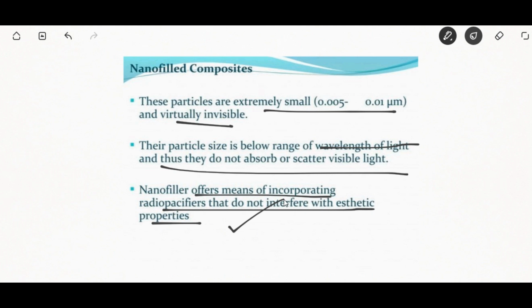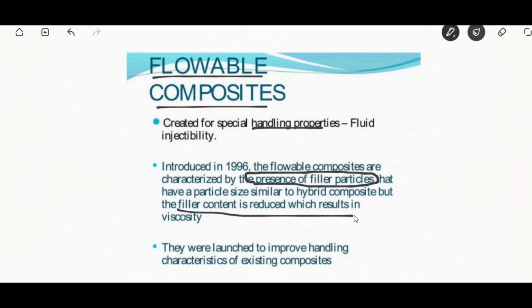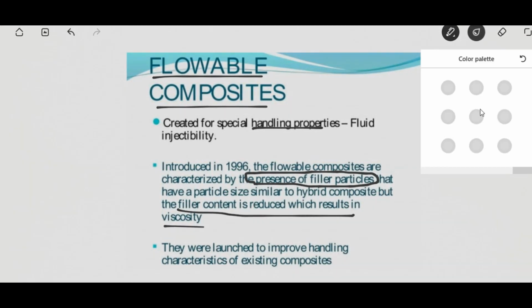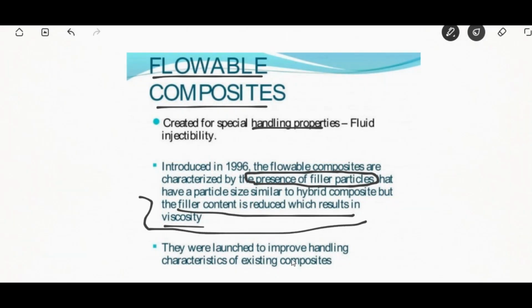Let us discuss the recent advances in composite. The flowable composites have special handling properties as they are fluid and show fluid injectability. They were introduced in the year 1996. The filler particle size is similar to the hybrid composite. The filler content is reduced, which results in lower viscosity. So they improve the handling characteristics of existing composite.